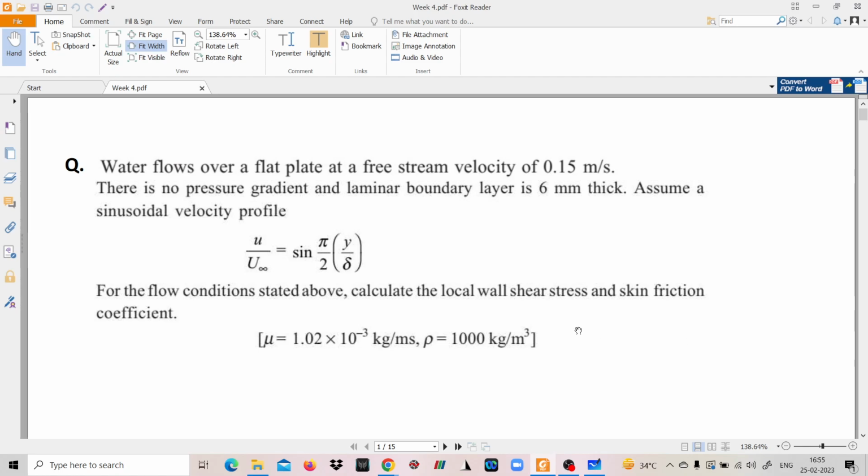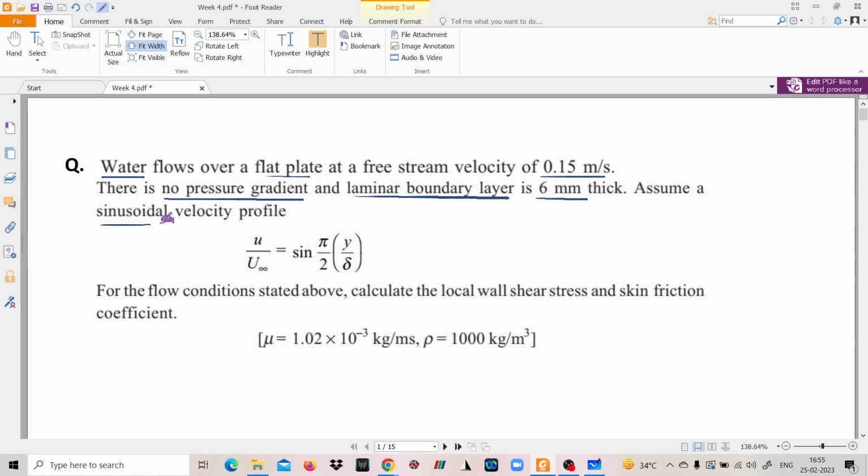So this is the first problem. What is the problem statement? Water flows. Okay, so the fluid is water. Water flows over a flat plate at a free stream velocity of 0.15 meter per second. There is no pressure gradient, and the boundary layer is laminar whose thickness is 6 mm.